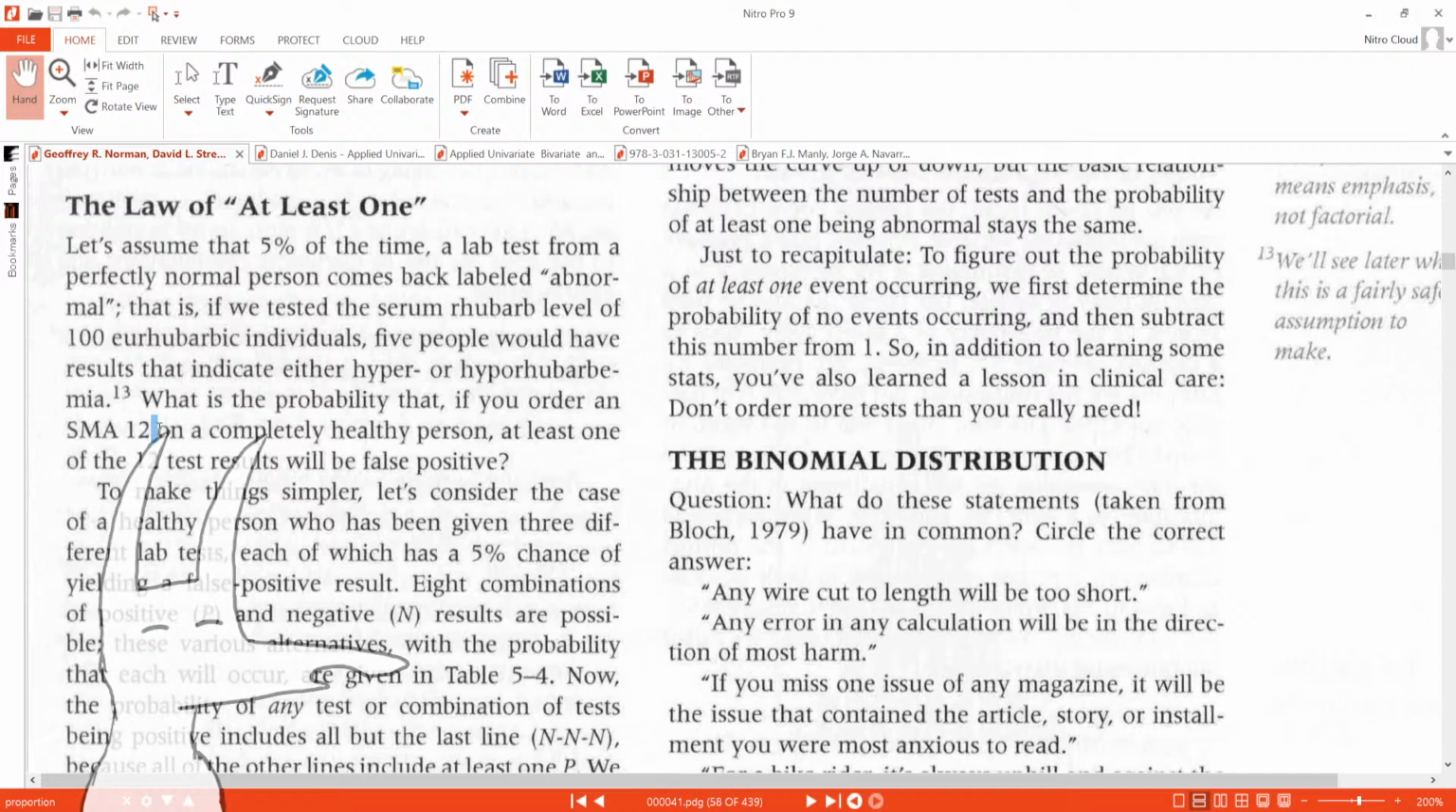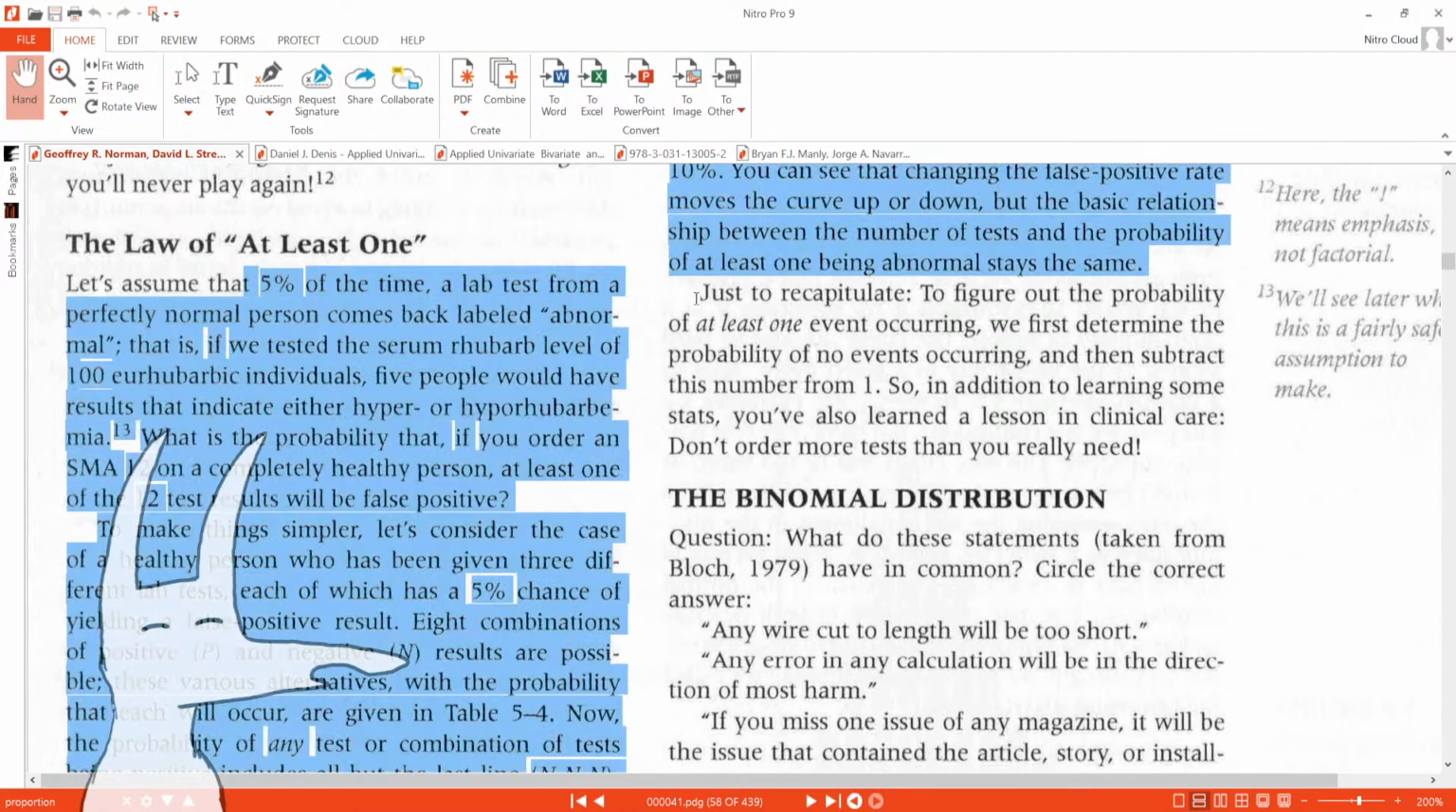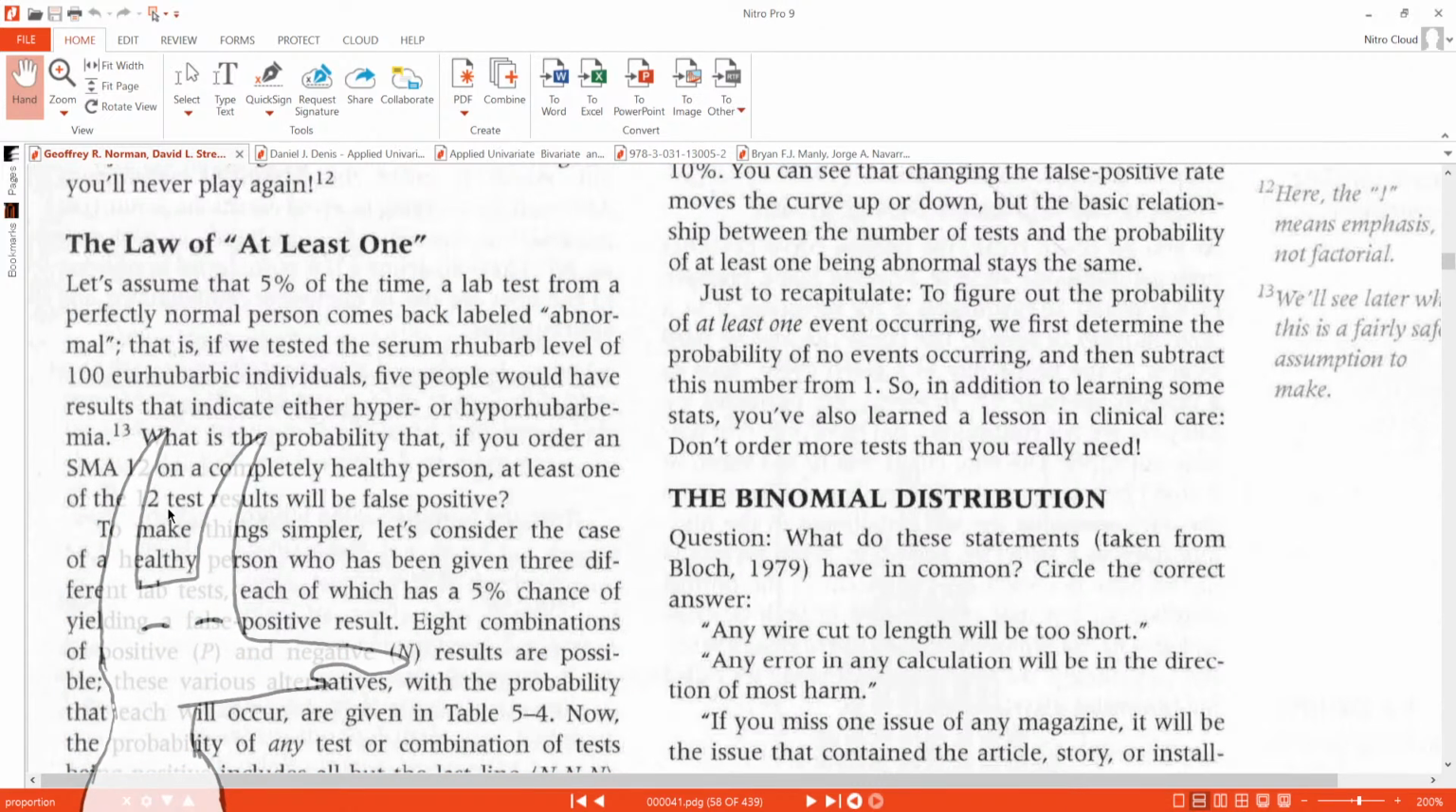I think there are definitely some mistakes here. A false positive is when it's positive, but it's actually not. So that's 5%, but we're doing it 12 times. So, okay, at least one of them will be positive.